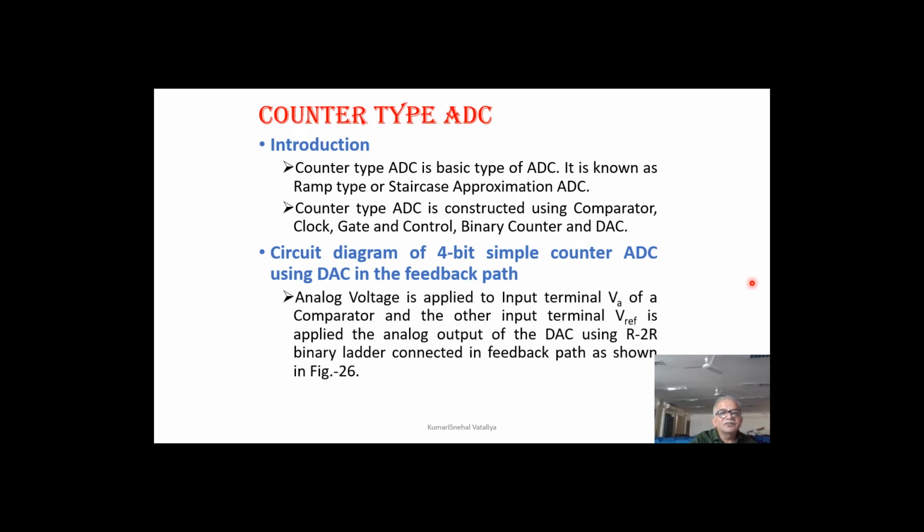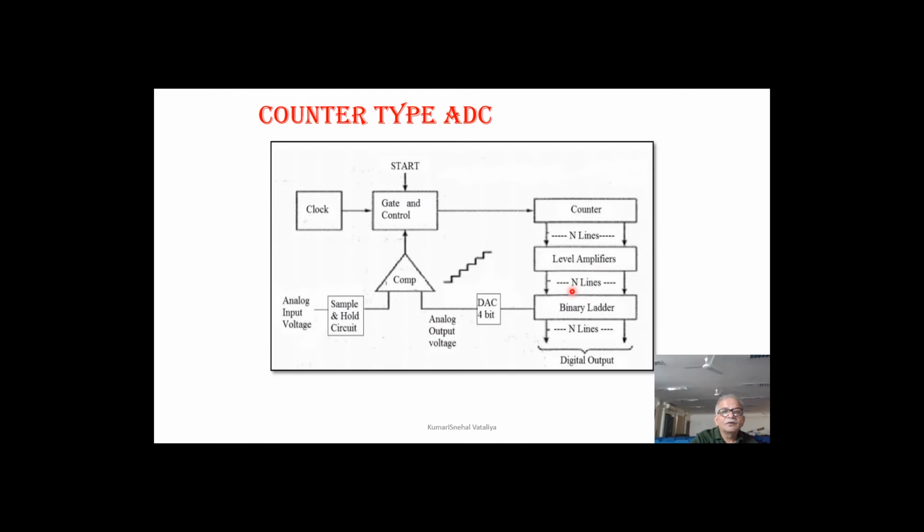So this is the basic counter. Analog voltage is applied to the input terminal VA of the comparator. To the other input terminal, V reference, is applied the analog output voltage of a DAC. So the DAC is in the feedback, using an R-2R binary ladder connected in the feedback path as shown in the figure. So this is the schematic diagram. You have a clock generating square pulses, you have a gate and control circuit, and you have a digital counter.